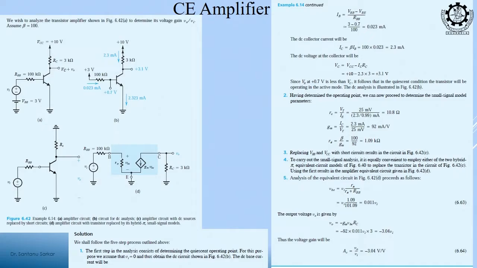A problem is given and we need to analyze the amplifier. We need to determine its small signal voltage gain, small V0 by small Vi. It is instructed to assume beta is equal to 100. Now you see in this path VBB is given as 3 volts, and this resistance value is also given, so we can start from here.